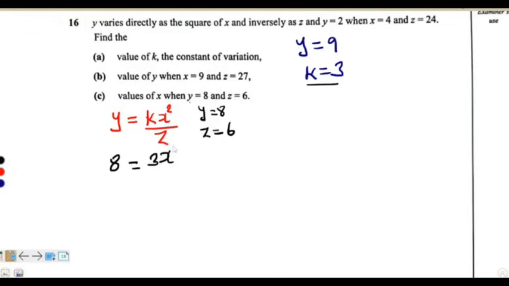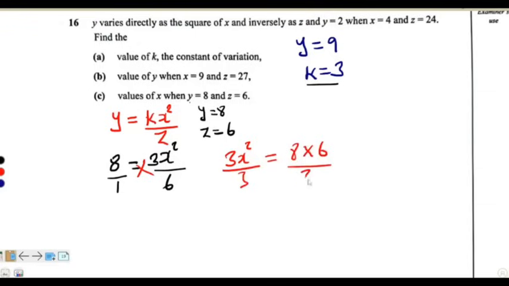So it's 3x squared over z is a what? A 6. So what we can do is I'll divide by 1, then I'll cross multiply 1 times 3x. We are going to have 3x squared equal to 8 times 6. So I'll divide by 3, I'll also divide by 3, so that I cancel these 3 and these 3, and I'll remain with x squared is equal to 8 times 2, 3 into 6, it's a 2. So 8 times 2, this will be a 16.